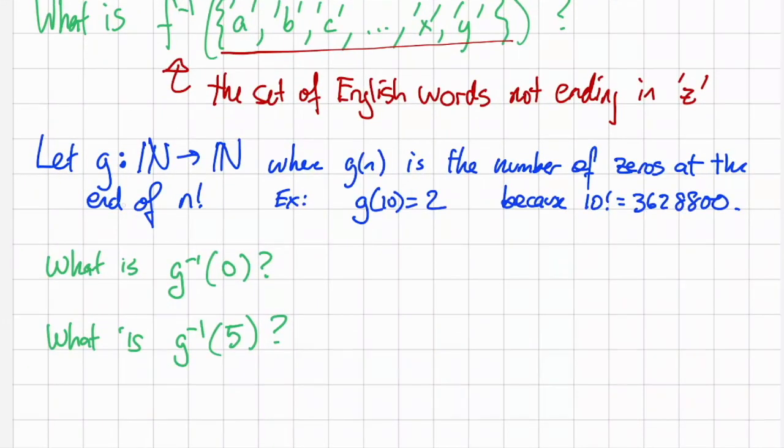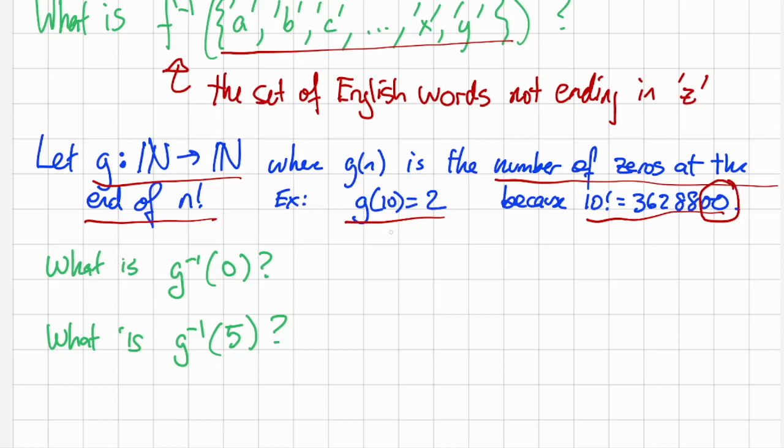Let's let g be a function from the natural numbers to the natural numbers, where g of n is the number of zeros at the end of n factorial. Let's first make sure we understand this function. What is g of 10? To figure that out, we need to calculate the number of zeros at the end of 10 factorial. If we write out 10 factorial, we get 3,628,800, which has 2 zeros at the end. And so we would write g of 10 is equal to 2.